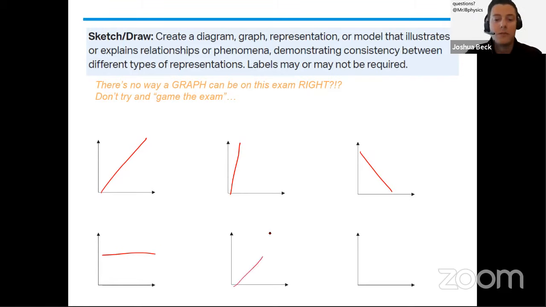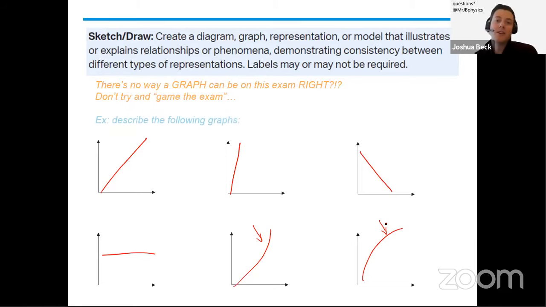What if it curves? Could I describe this? Sure, I could say that it curves with a positive slope. Now, how would I differentiate that from that? That curves with a positive slope. So over here, I'd say it curves with a positive slope that increases. Over here, I say it's a curved line with a positive slope that decreases. You see, you can explain a lot of the things that you would normally be drawing.